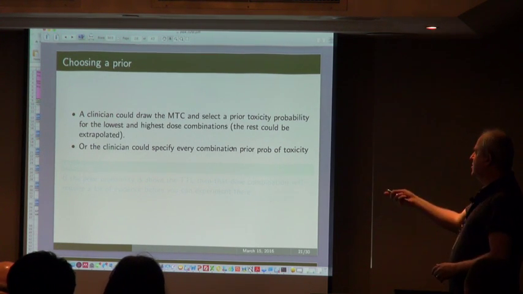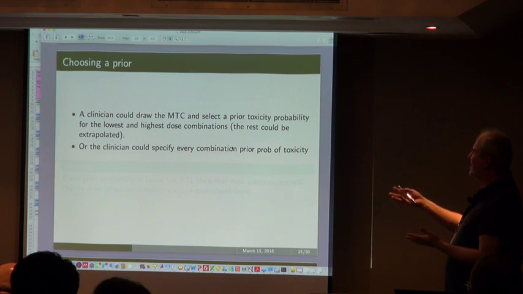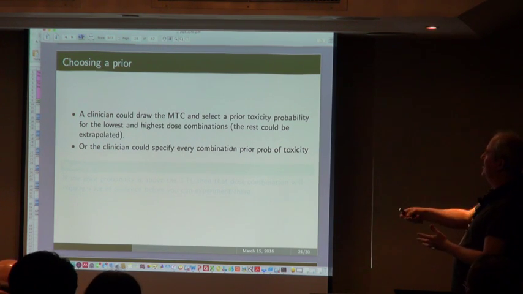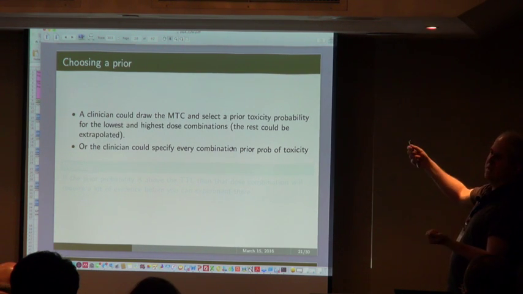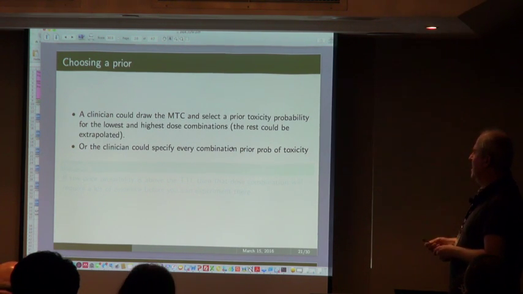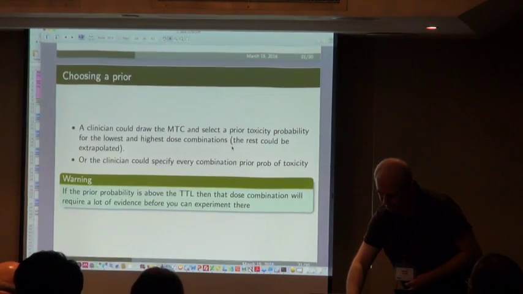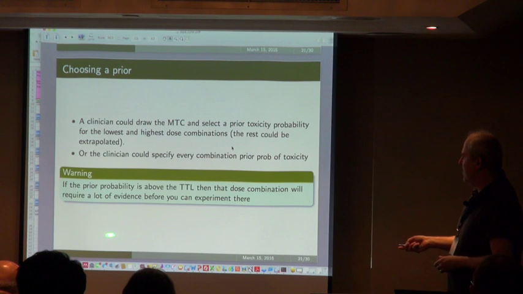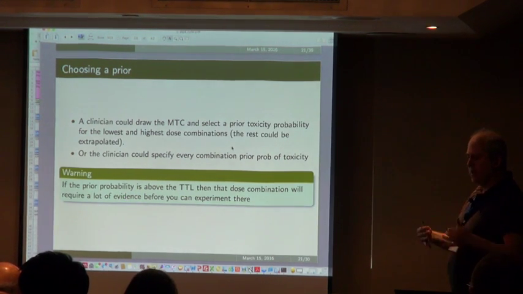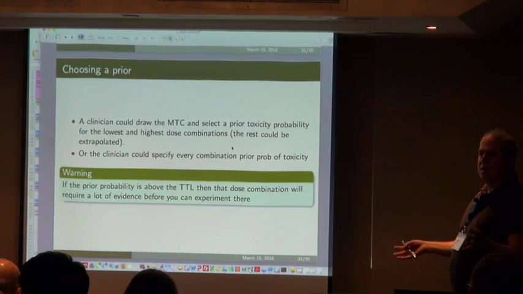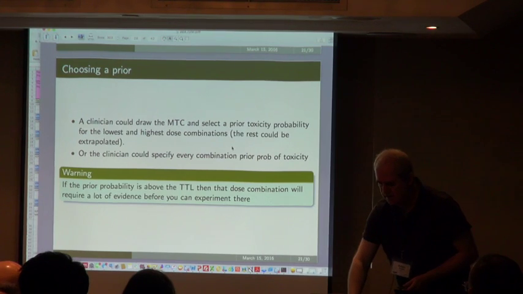So I showed how we pick the prior for ORCA2. I don't think it's that difficult a choice. I mean, people could draw MTCs, the contours, or pick the highest and lowest points and extrapolate. There's loads of different ways you can do this. But if you ever pick a dose combination above the target toxicity level, because we don't have a model, it is going to take longer to overwhelm that because of the safety constraints.